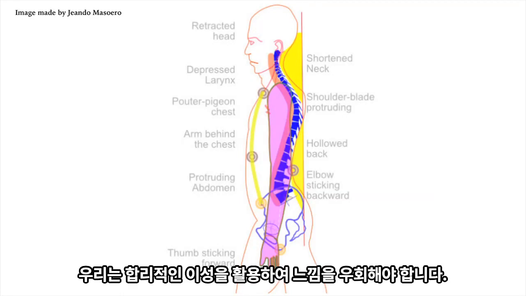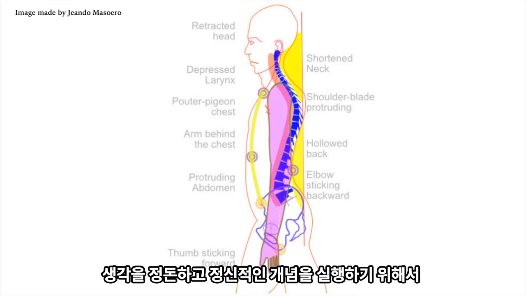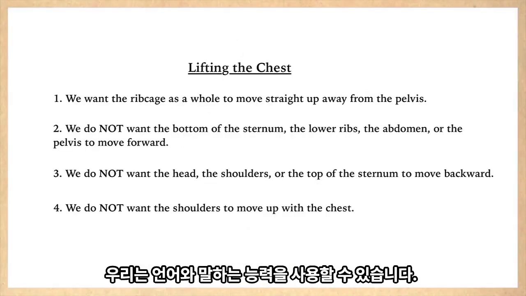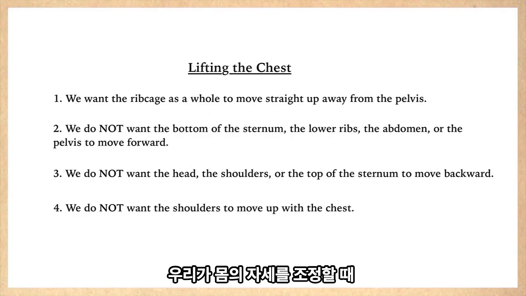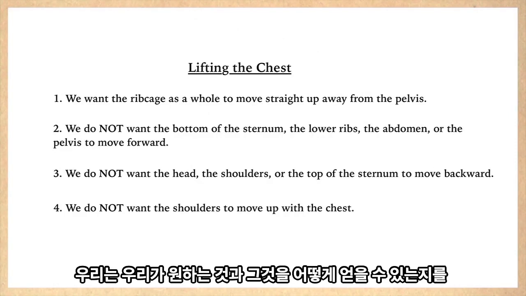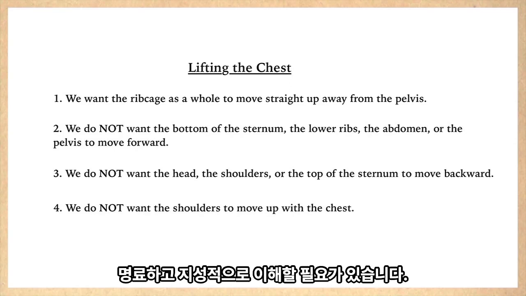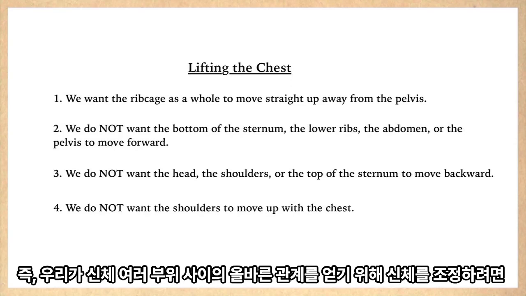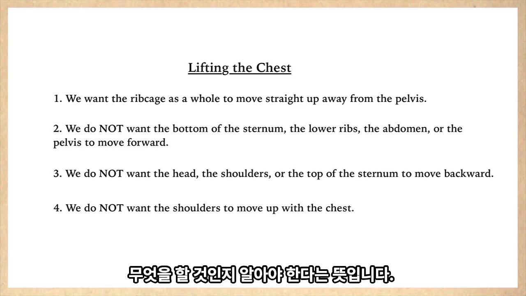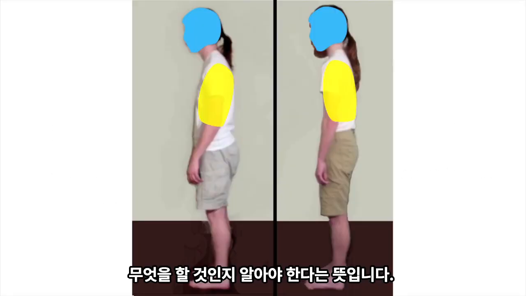We need to use our rational mind to get around our feeling sense. To help us organize our thinking and implement our rational conceptions, we can use language and speech. When we are making an adjustment to our body, we need to have a clear and intelligible understanding of what we want and how we will get what we want. That is to say, we need to know what we will do to adjust our body to get the correct relationships between the parts of the body.